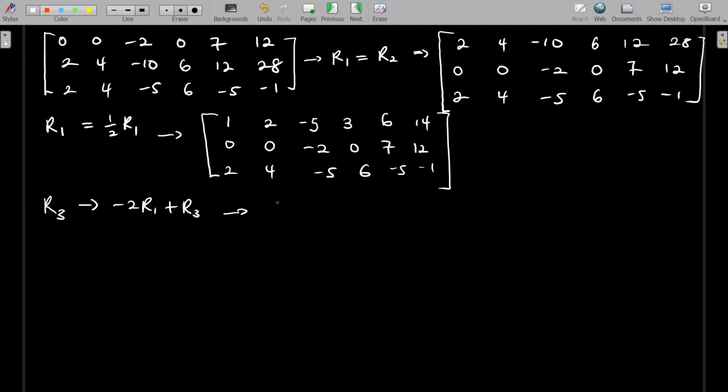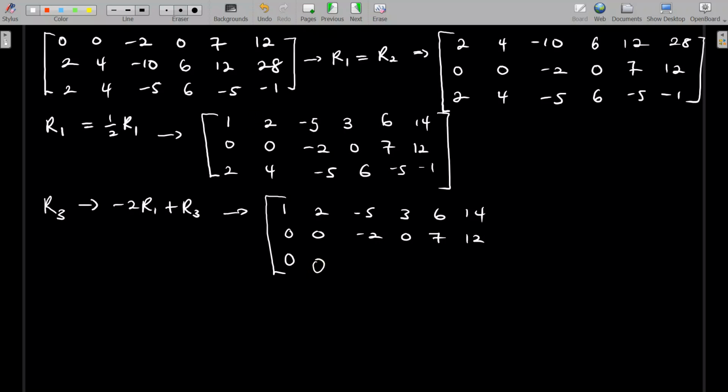And that's going to give us a new augmented matrix. So I have my 1, 2, -5, 3, 6, 14. Keep them like that. 0, 0, -2, 0, 7, 12. And then this will give me 0, right? And then I multiply -2 to this guy, I'm going to get -4, right? Plus 4, that's also going to give me 0.